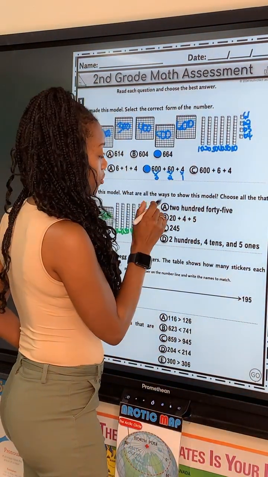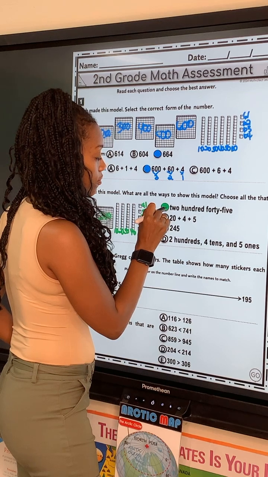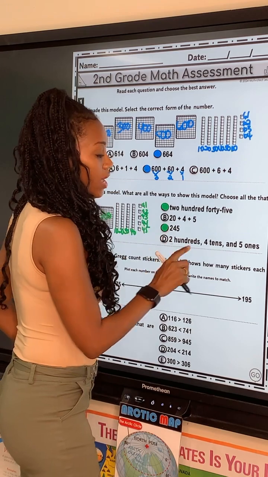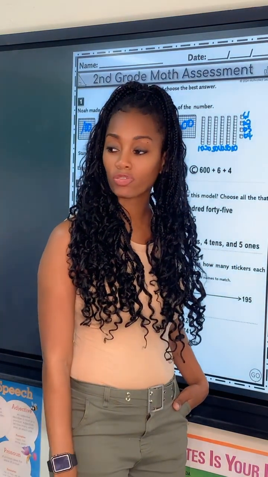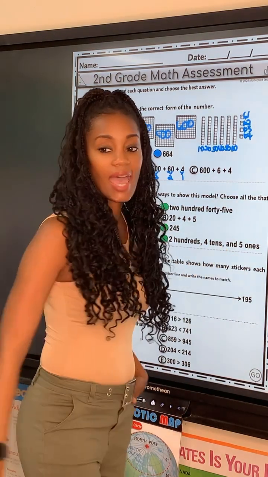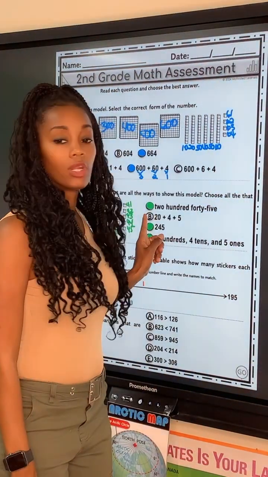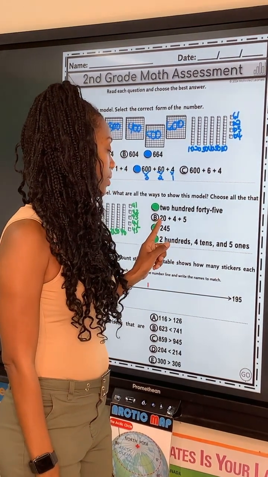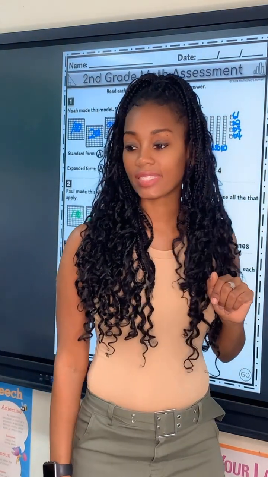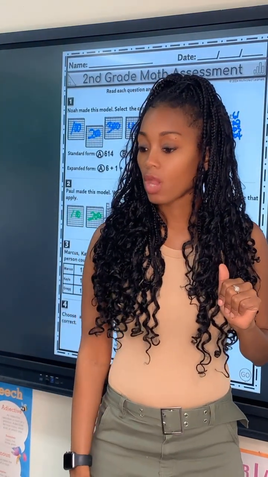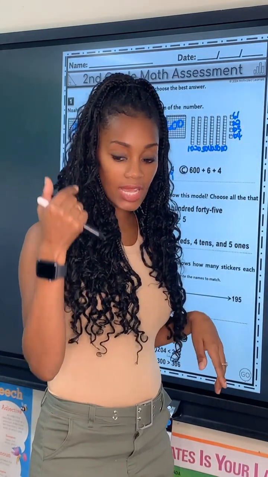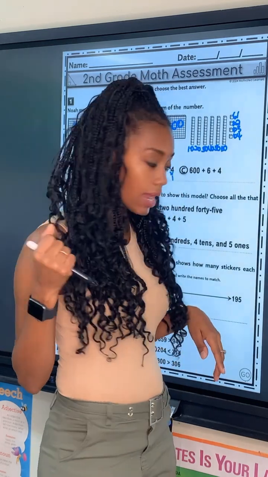Now we need to find different ways to show 245. So we have it in written form, 245. We have it in standard form, 245. And then we have it broken down into hundreds, tens, and ones. That's 2 hundreds, 4 tens, and 5 ones. We know that B cannot be the answer because it says 20 plus 4 plus 5. That is not going to equal 245. Remember when you're looking at problems like this to think about your hundreds, tens, and ones, your HTO, okay?